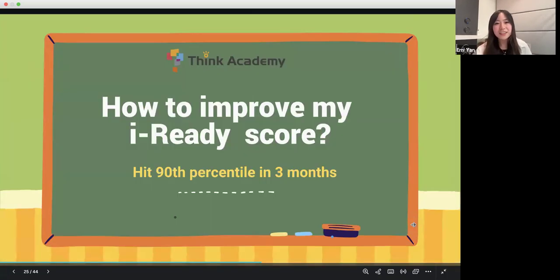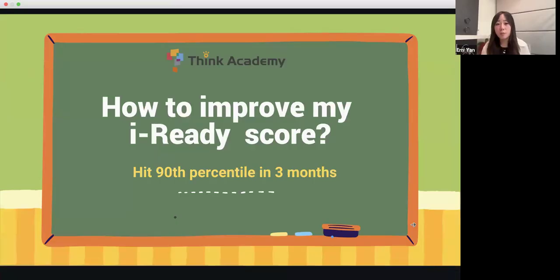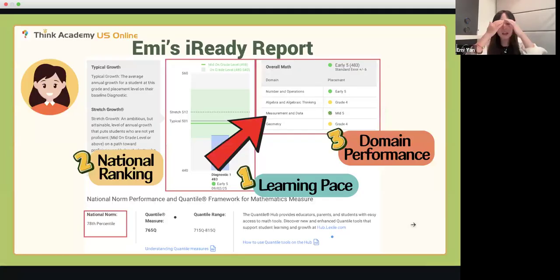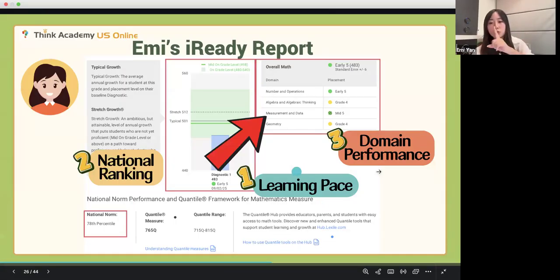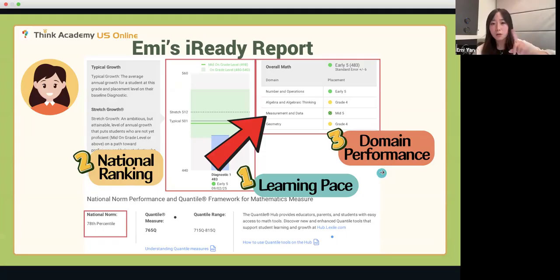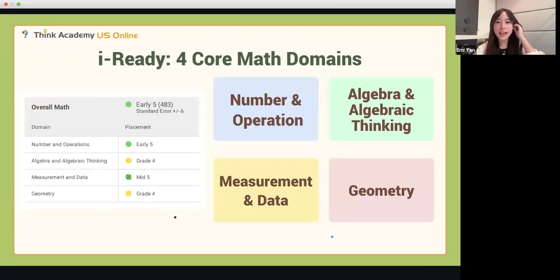All right. After we talk about the timeline and our goal, we're going to talk about how to improve my iReady score. We're going to propose the idea that your kid can hit the 90th percentile in 3 months. Let's look at what that looks like. We already talked about the learning pace and the national ranking, and we're going to move on to domain performance. Remember, domain performance tells you the weakness and the strength of the kids, how they do in the test.